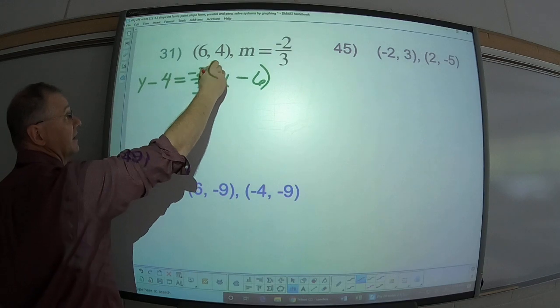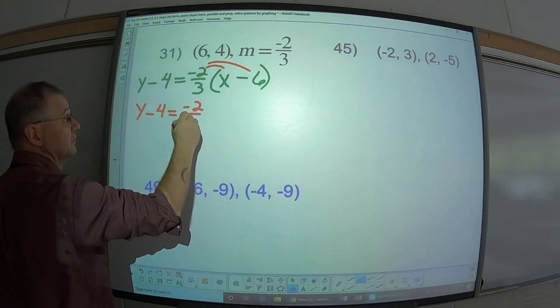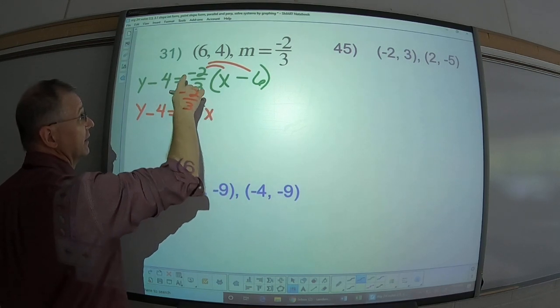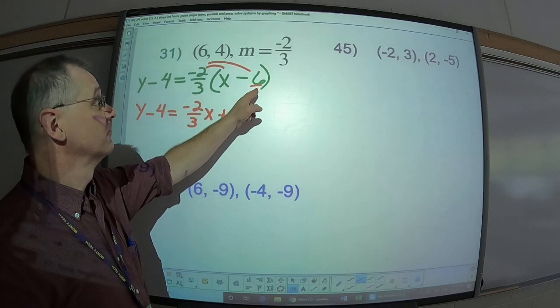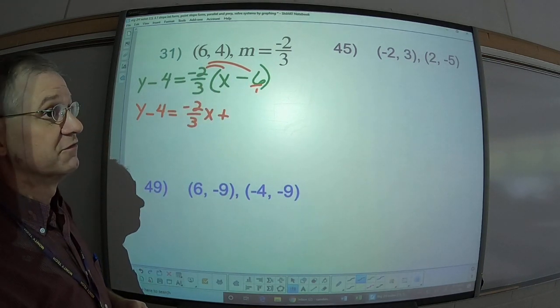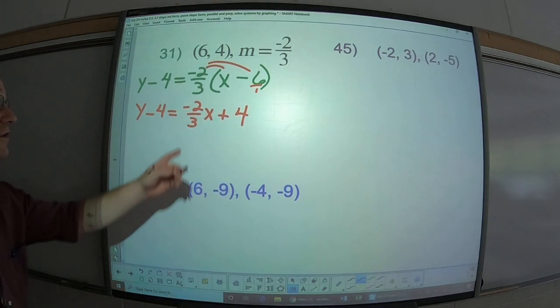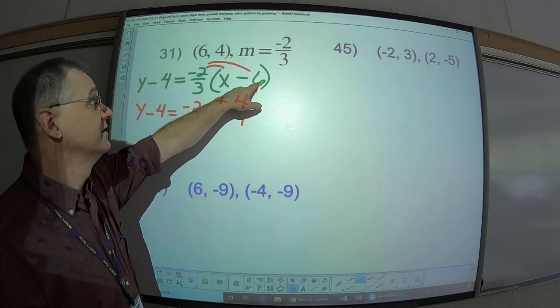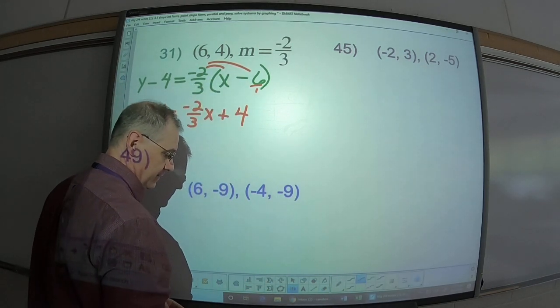I distribute the negative 2/3: y minus 4 equals negative 2/3 x. Now a negative times a negative is a positive. You can put this over 1 and say 6 times 2 is 12, divided by 3 is 4. Or you could have reduced the 3 and the 6 to 1 and 2, and 2 times 2 is 4. Either way, it comes out the same.